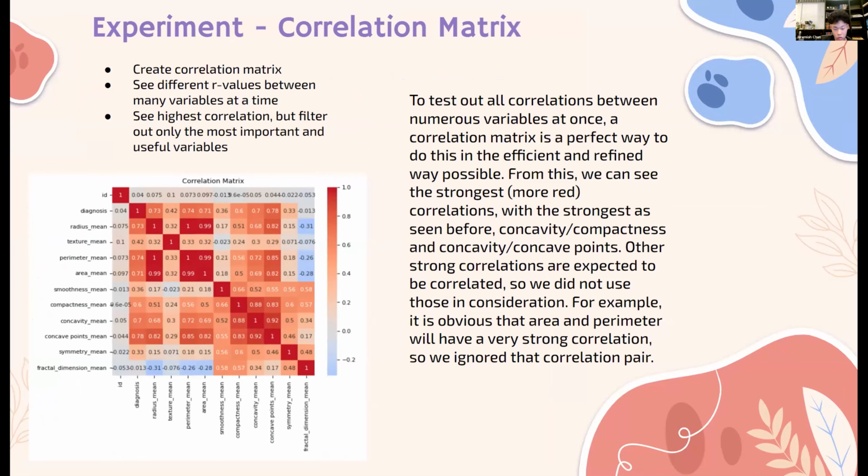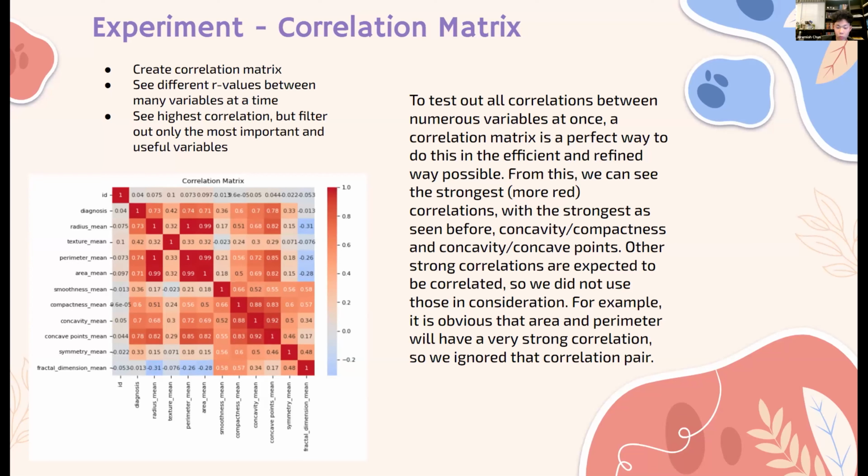And the strongest correlations, just like the previous slide, were between concavity and compactness, and concavity and concave points. There are other stronger correlations, such as area and perimeter, which I believe had a correlation of 0.99, but those are expected to be in stronger correlation because of their mathematical nature. Because, for example, area is based around perimeter. They have the same variables, so it's expected to have a very strong correlation.